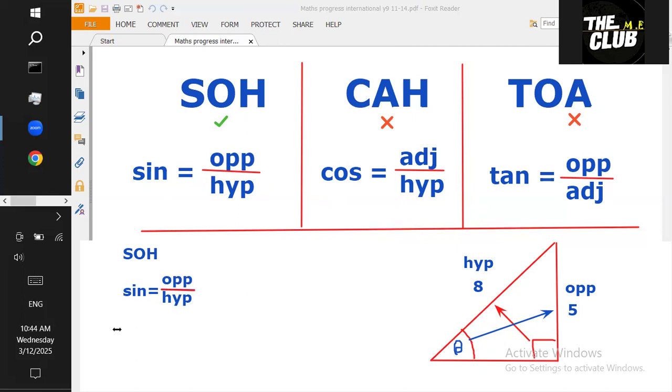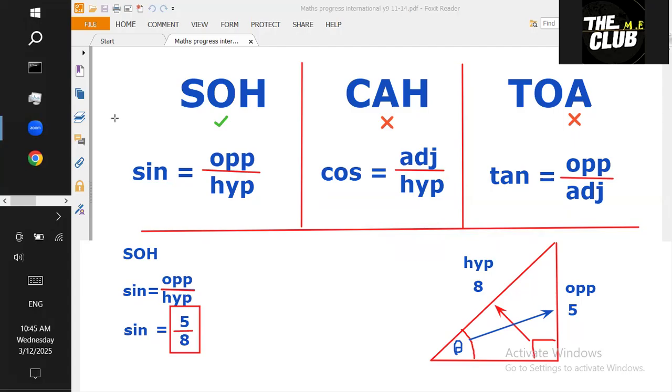So this means that sine of the angle that I don't know, which is theta, equals the opposite, which is 5, over the height, which is 8. Now I got my fraction here, 5 over 8. Now, to find the missing angle, there is one more step that you're going to do in the calculator. Now, after finding this fraction, I'll tell you where to put it in the calculator.